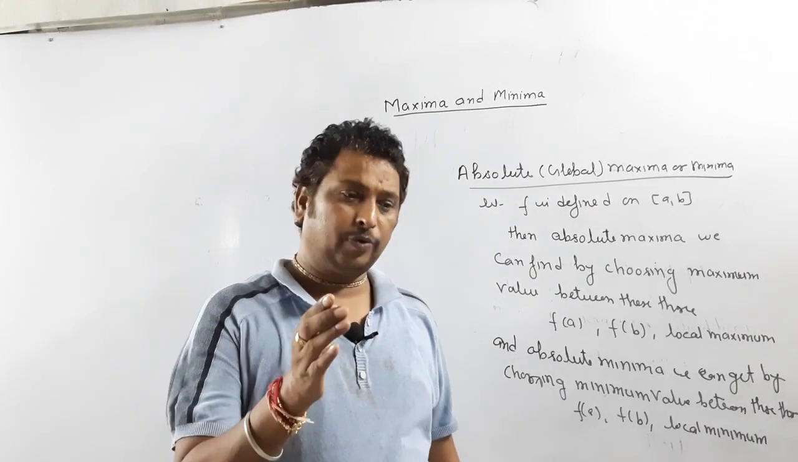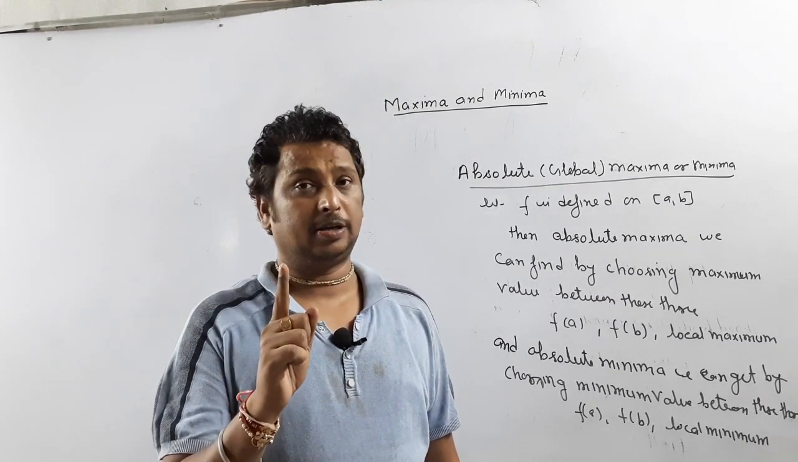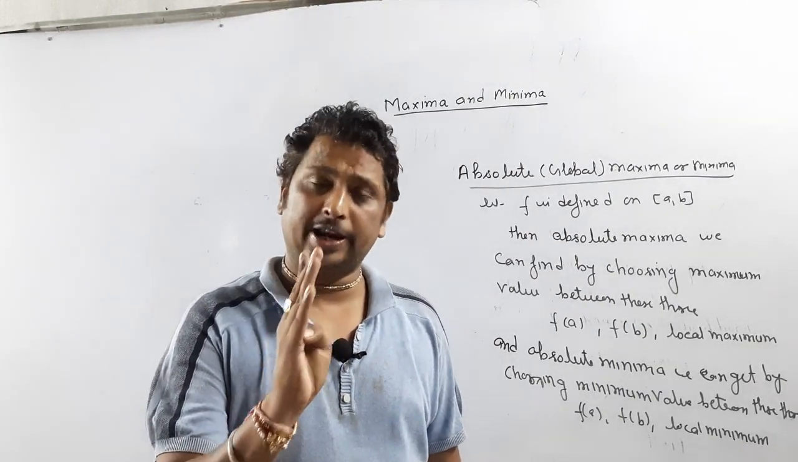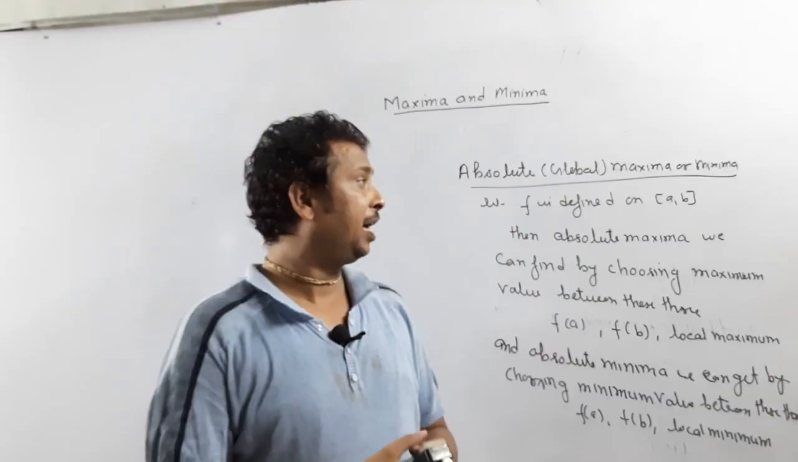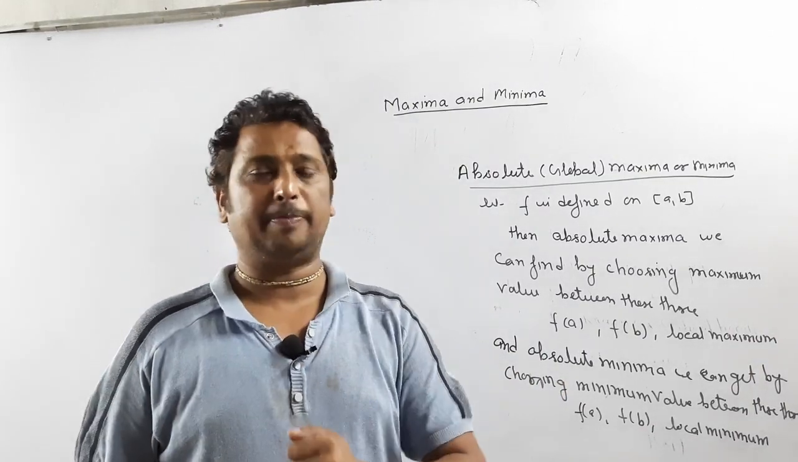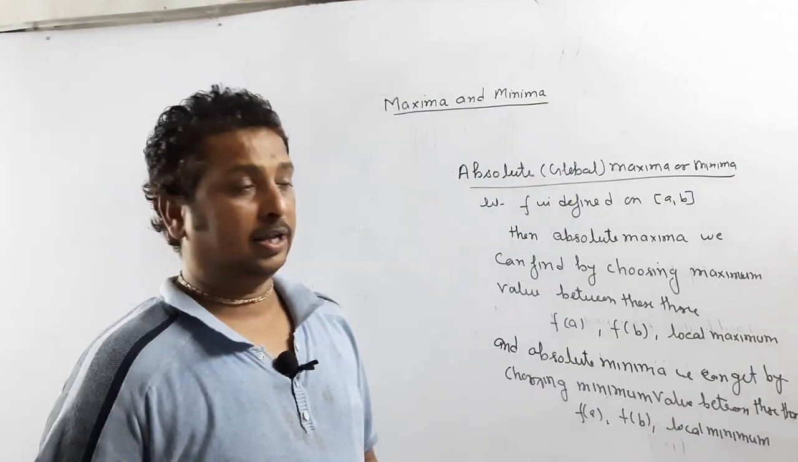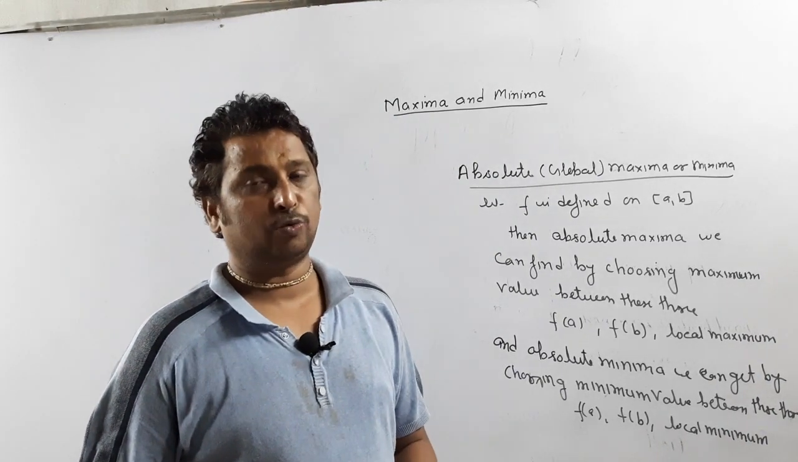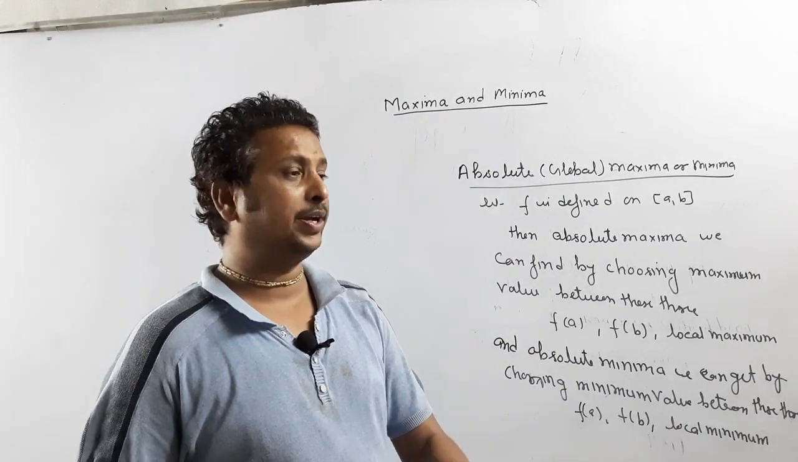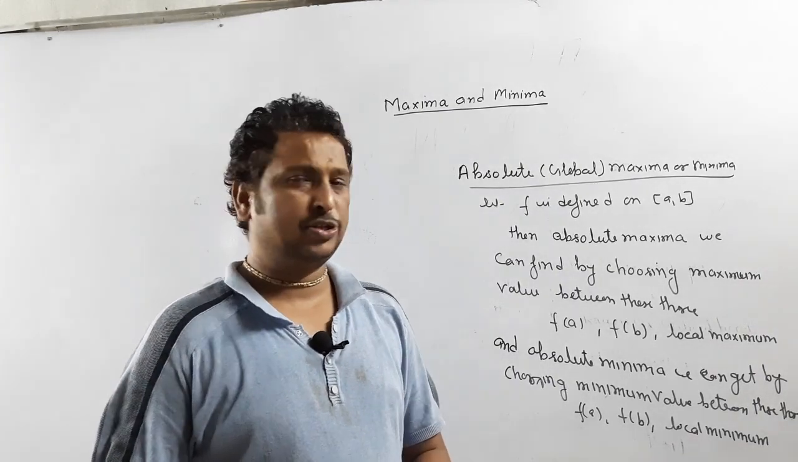So the best way is to calculate local maxima and minima first, as I already explained. Once you calculate local maximum and minimum, put all together with f(a) and f(b), the values at the end points, then choose which one is maximum and which one is minimum. That is your answer for absolute maxima and minima. Next I am going to explain one question, in which I will show how we calculate absolute maximum and minimum. But before that I will say something important.